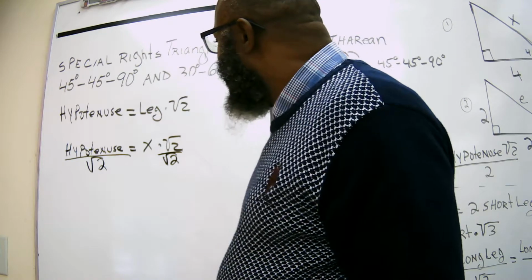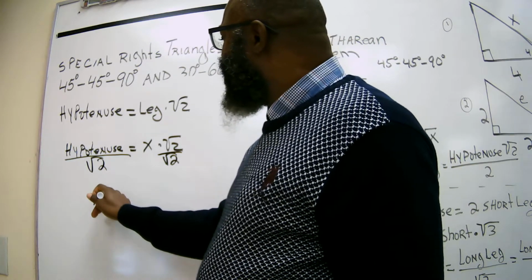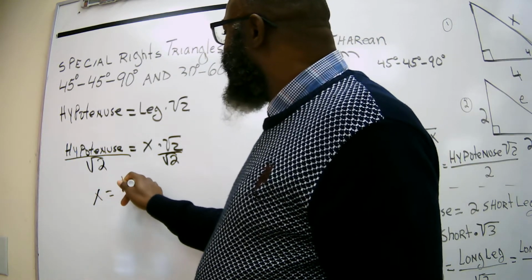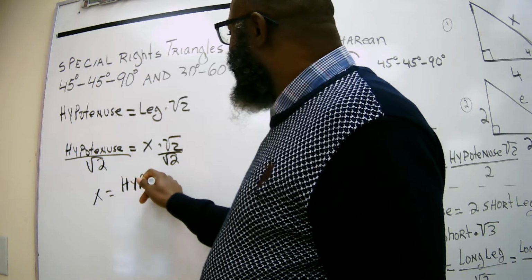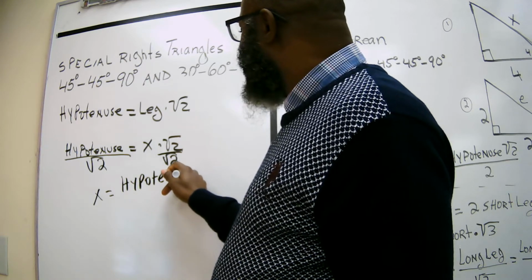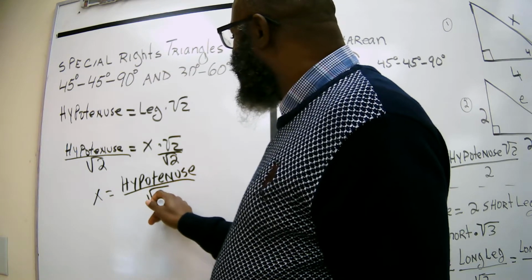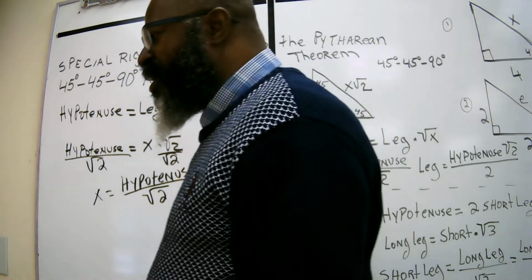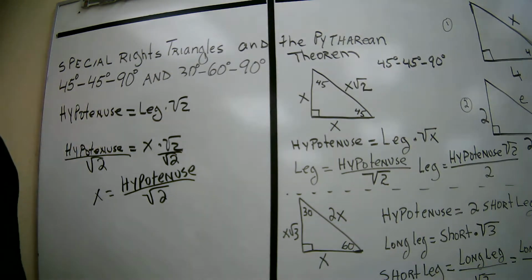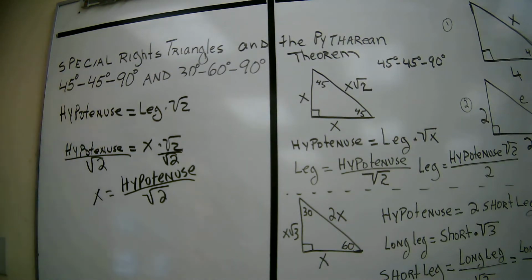We have to do the inverse. Therefore, you will end up with x equal to whatever the hypotenuse is, they will give it to you as a value or as a variable, over square root of 2. All along, there's a rule that says you cannot have a square root as your denominator. In this case, you have to rationalize your denominator. You have to clean your denominator.